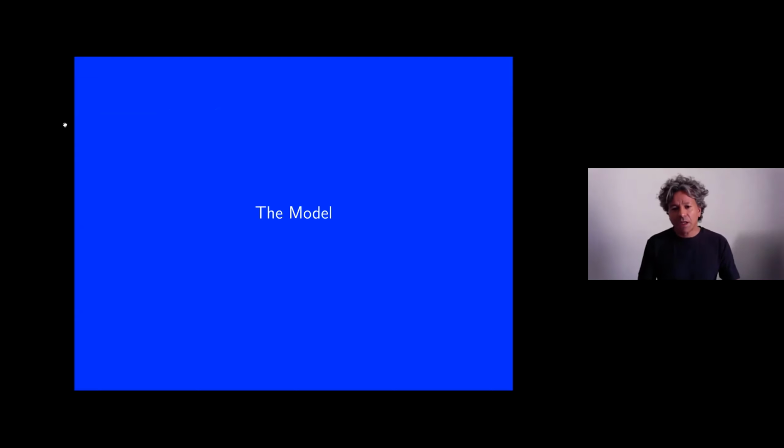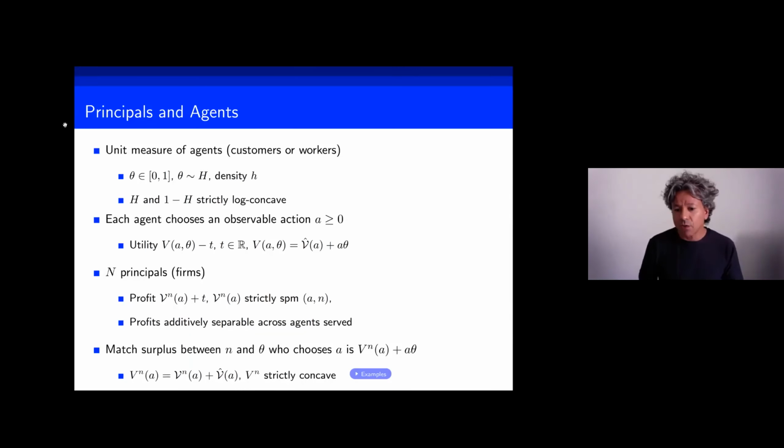So, let me go directly to the model. The model, as I told you, is a natural oligopolistic version of the monopoly and incomplete information papers like Mussa and Rosen or Maskin and Riley. We are going to have a large number of agents. They could be customers or workers. Our formulation accommodates both, and we have examples in the paper. Each agent will have a type on [0,1], distributed according to a CDF H and density h. And H and 1 minus H will satisfy some standard log-concavity assumptions.